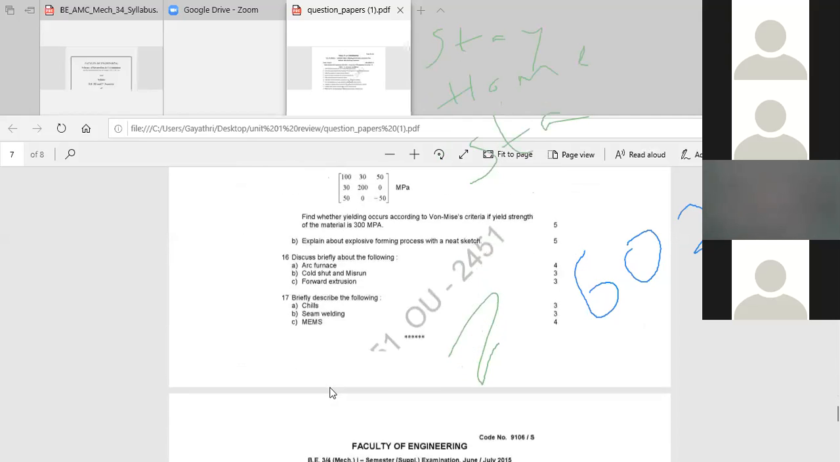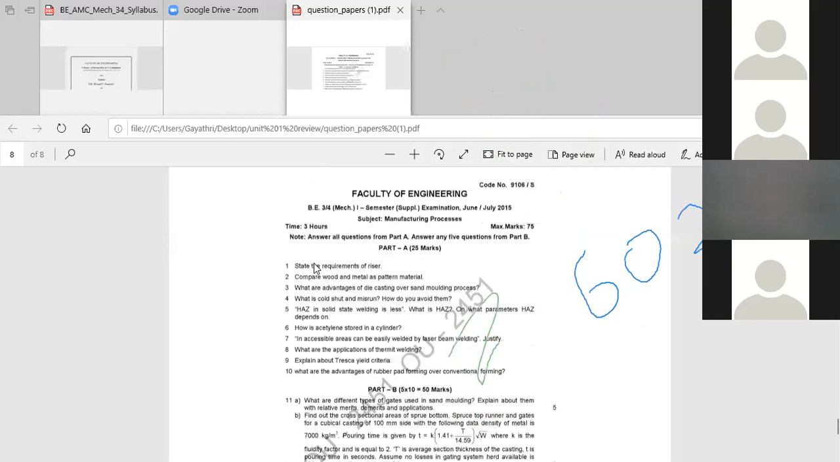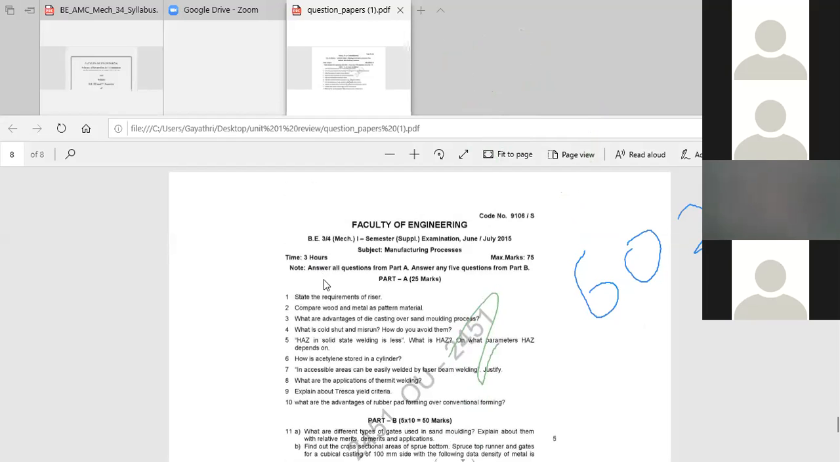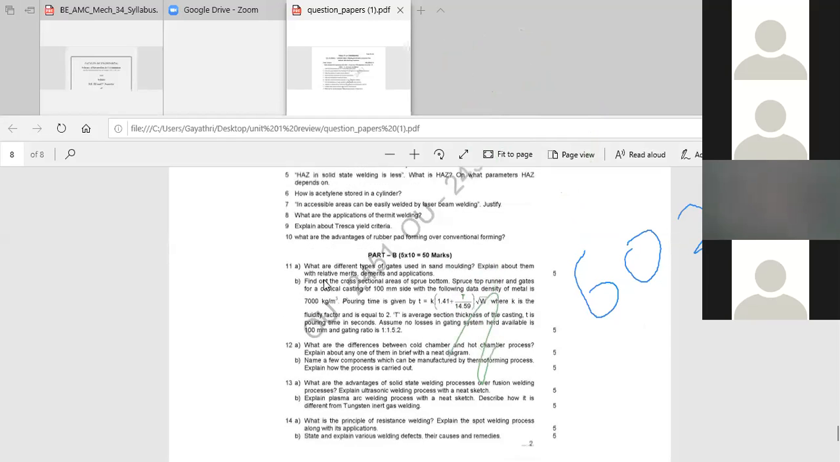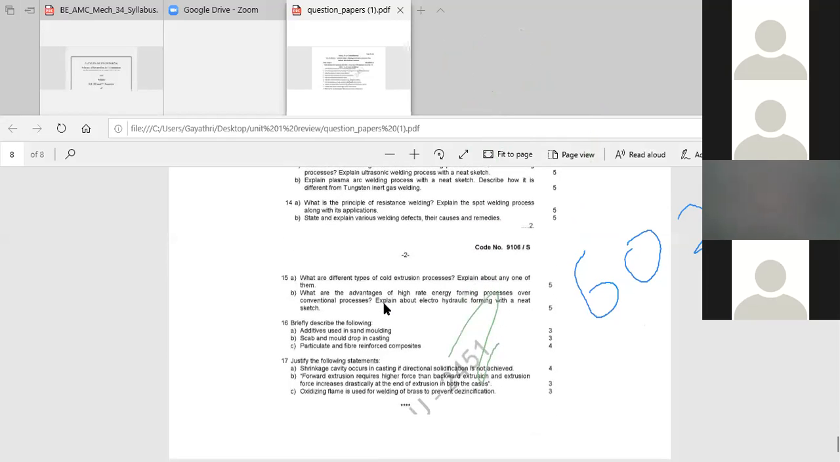Mostly all the questions are repeated, and here you can see in the 2015 supply exam, June-July 2015, they ask you to write about different types of gates. So you just write top, bottom, step gate and parting gate and write the differences. Okay, that's it about important questions.